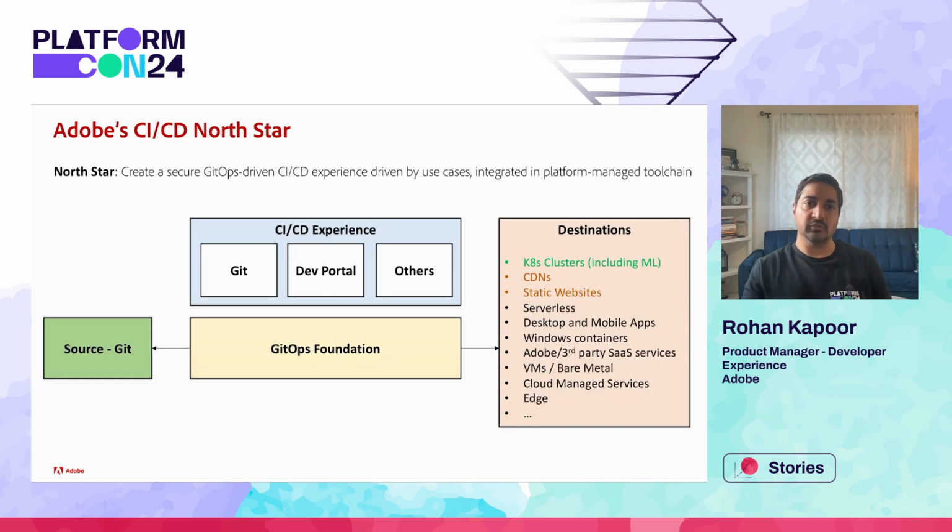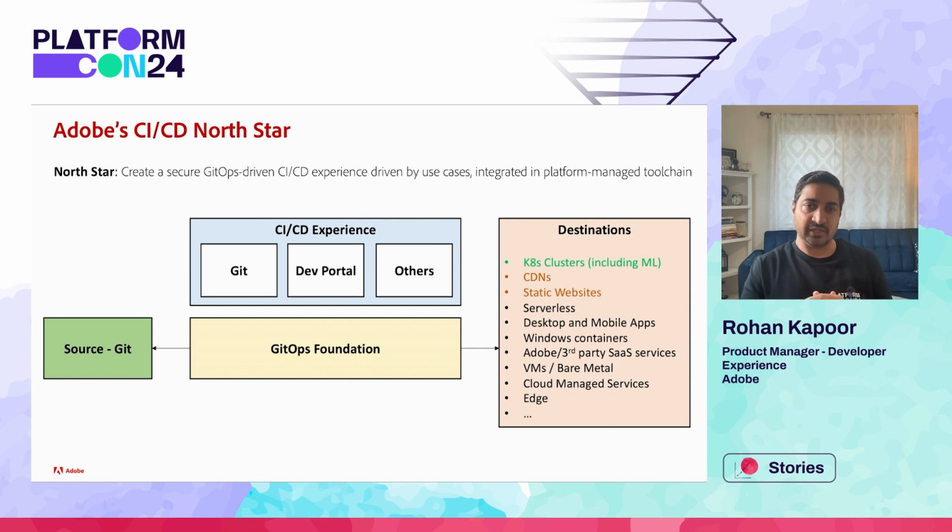So our Adobe North Star is to create a secure GitOps-based offering, which is driven by use cases and a platform-managed set of toolchain. This includes Git as a source of truth, as you can see on the left, GitOps as a foundation, offered through various surfaces like a developer portal, which you can see in the middle, which essentially supports a diverse set of use cases that you see on the right.